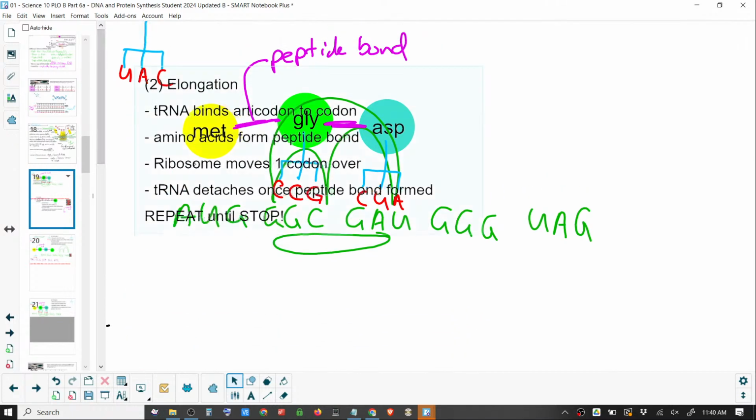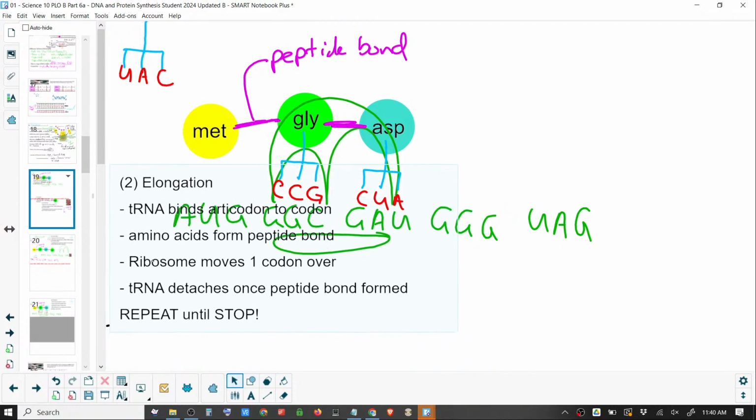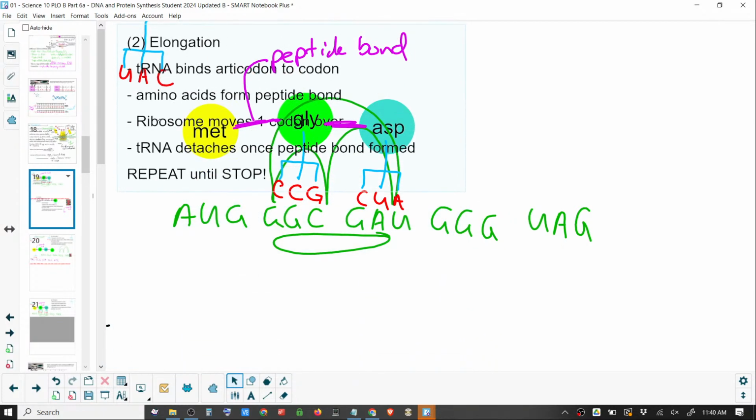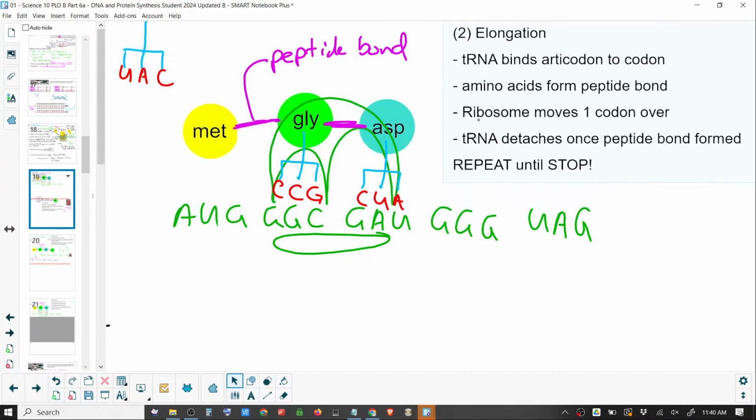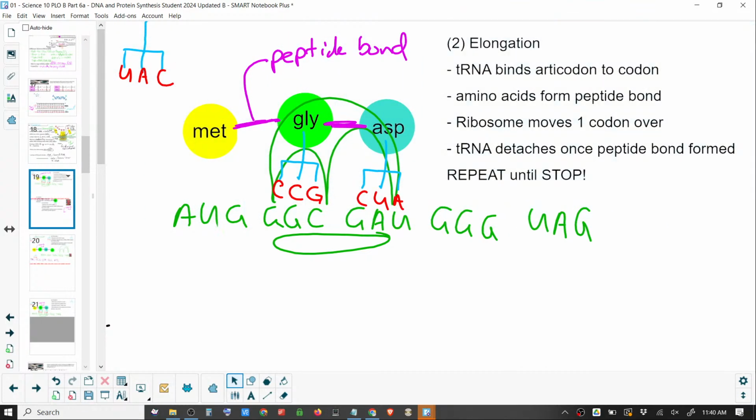Where should I put elongation? Let's put it here. Perfect. Fits there. So elongation: tRNA binds, the anticodon to the codon. The amino acids form a peptide bond. The ribosome moves one codon over. tRNA detaches once the peptide bond is formed. And then you repeat, and you repeat, and you repeat until stop.